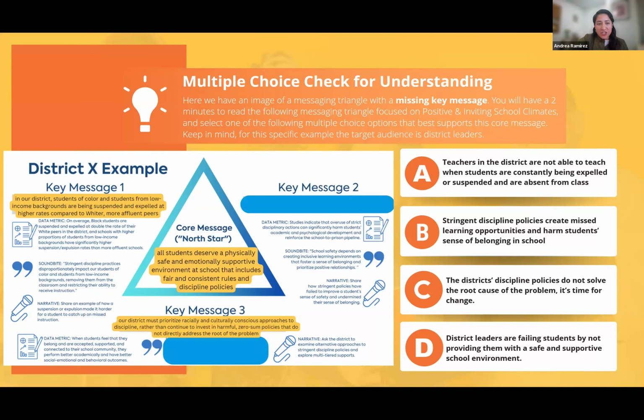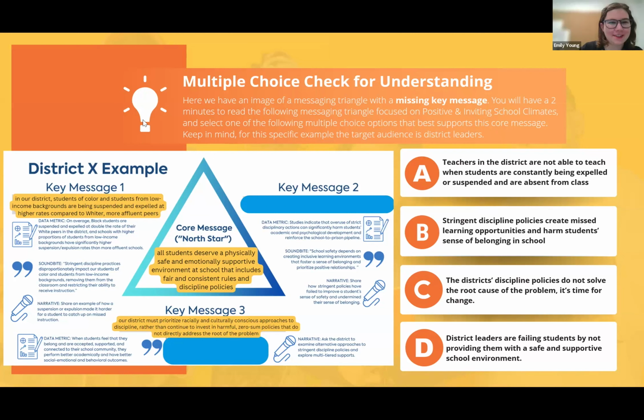And again, key message 2 explains the benefit and impact it would have on the broader school community and on students. So I'll go ahead and put 2 minutes on the timer. And after the 2 minutes, we can go ahead and share in the chat.